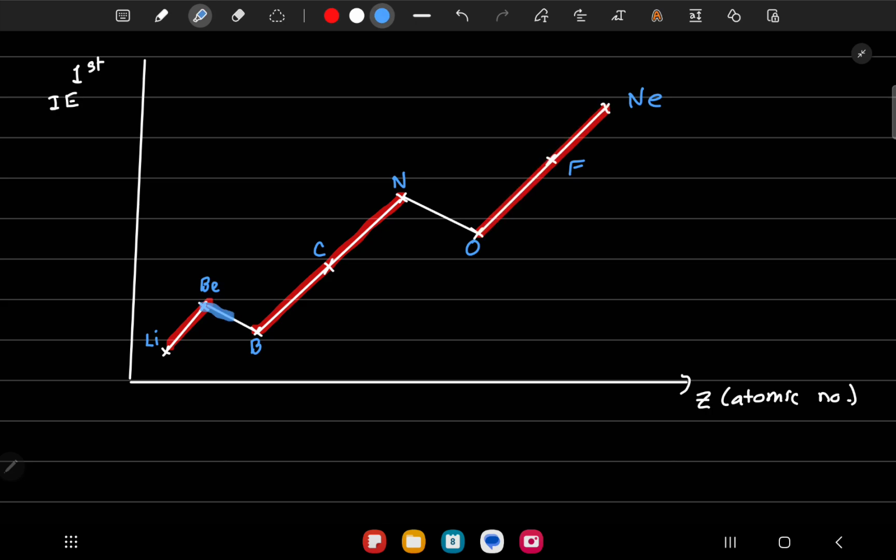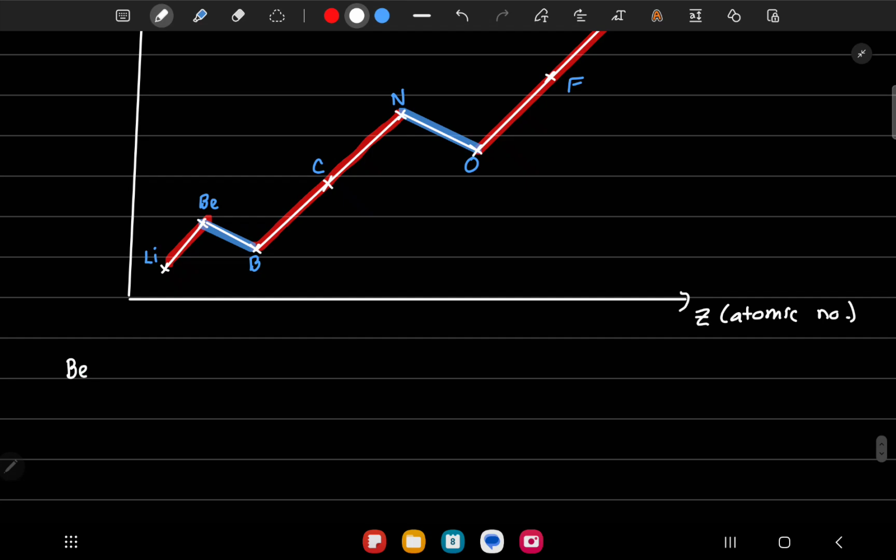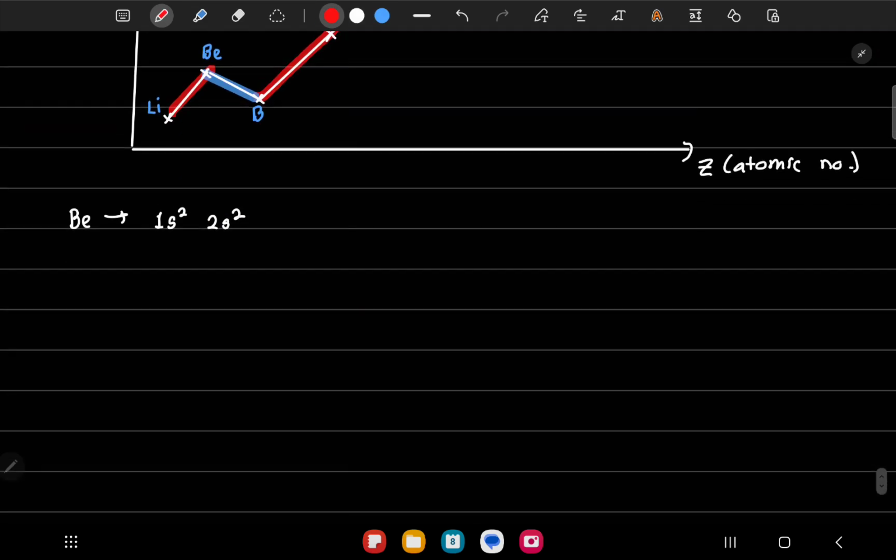However, there are two exceptions to this. One is when we go from beryllium to boron, and one is when we go from nitrogen to oxygen. Now there are two different explanations for why this happens. For the first case, if we look at beryllium's electronic structure, we'll get 1s2, 2s2. So the outermost electron is removed from the 2s subshell.